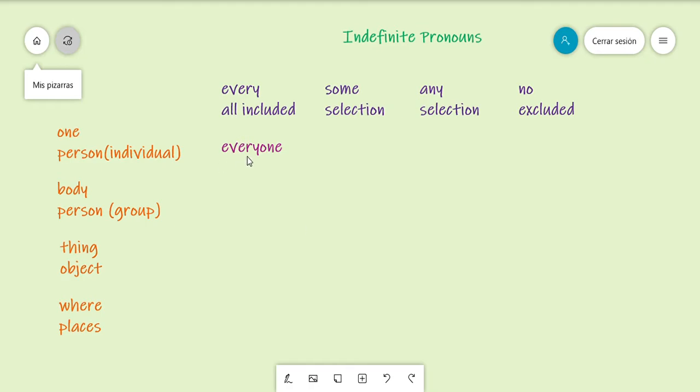So if I say everyone, it is because I want to ask for the persons one by one, not all together. If I say everyone has to pass to the board, it's because I say one by one, first one person, after another, and in that way, has to pass to the board. Not all of you at the same time.